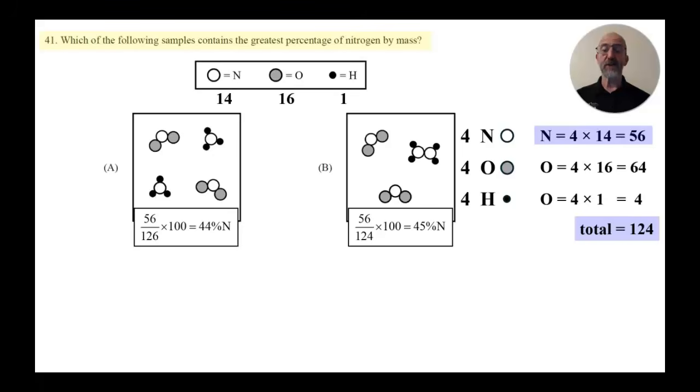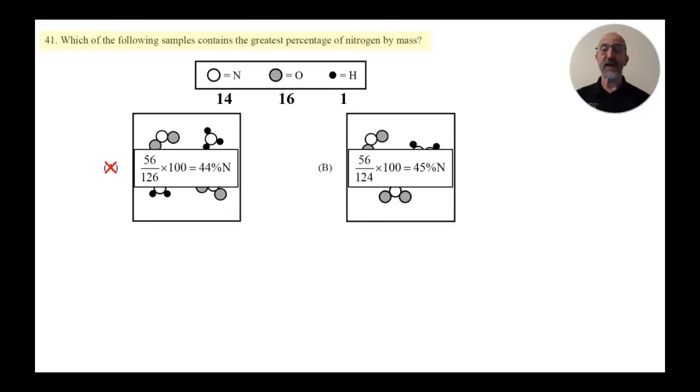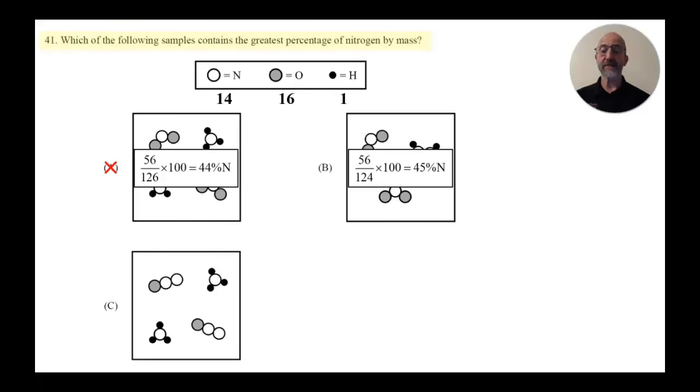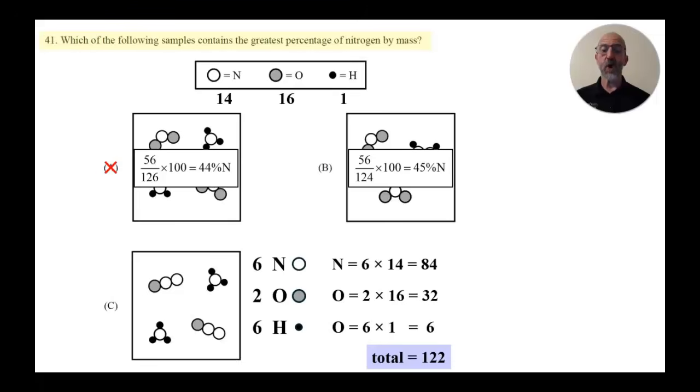All right, 2 down, 2 to go, but we know it's definitely not choice A because we're looking for the greatest percentage of nitrogen by mass. On to choice C. Now I see 6 atoms of nitrogen, 2 atoms of oxygen, and 6 atoms of hydrogen. So 6 times 14, 2 times 16, 6 times 1, and that is a grand total of 122. So the mass of nitrogen is 84 in that mixture. So 84 divided by 122 times 100. I have 69% nitrogen by mass, so I can eliminate choice B.